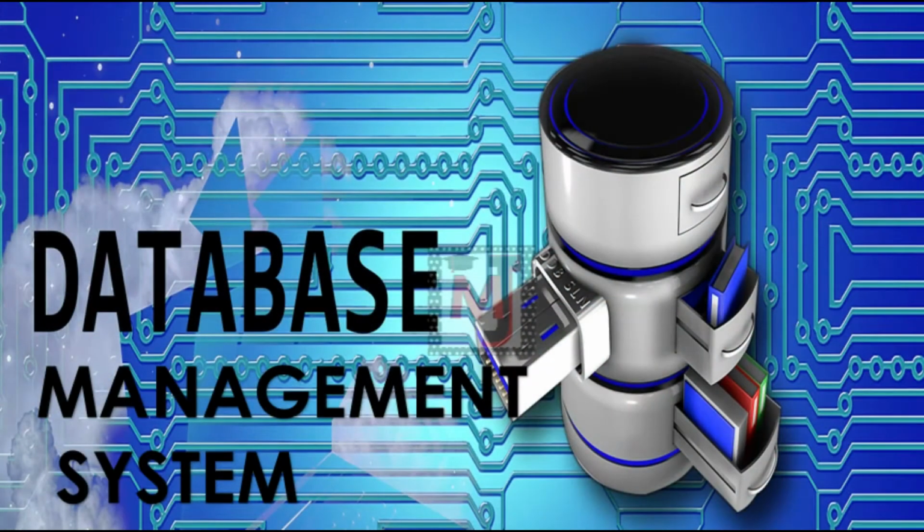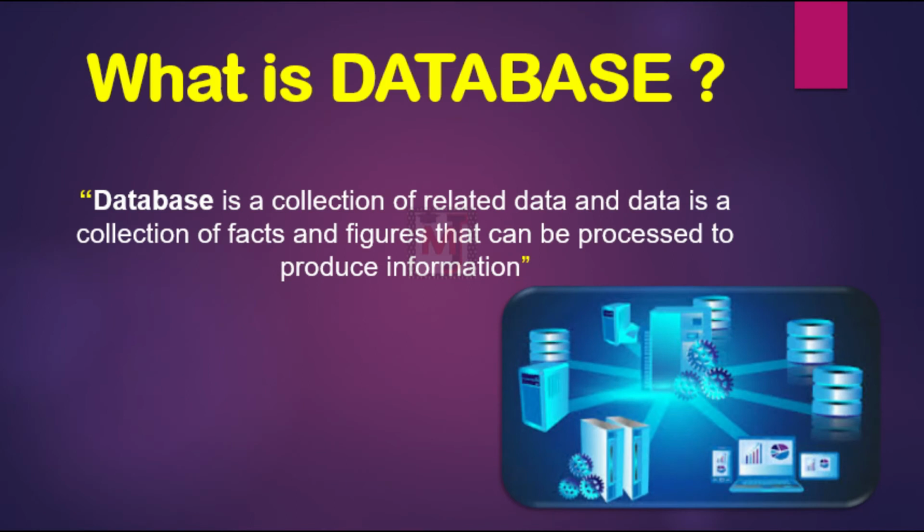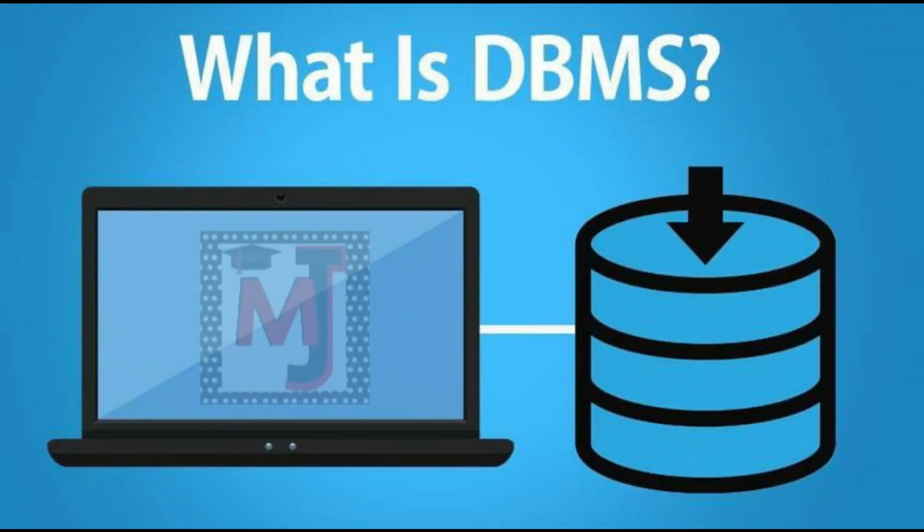Now, moving towards the topic, before saying what is database management system, first we will discuss what is database. Database is a collection of related data, and data is a collection of facts and figures that can be processed to produce information. Mostly data represents recordable facts. Data aids in producing information which is based on facts. For example, if we have data about marks obtained by all students, we can then conclude about toppers and average marks. Now, we will discuss what is database management system.